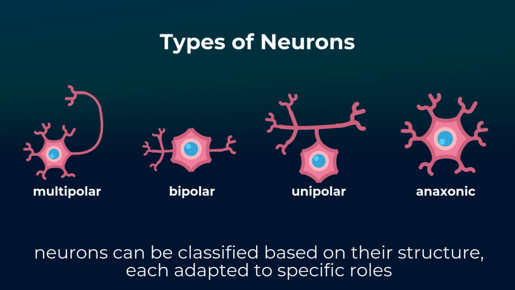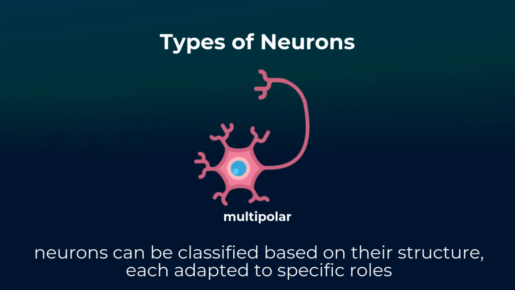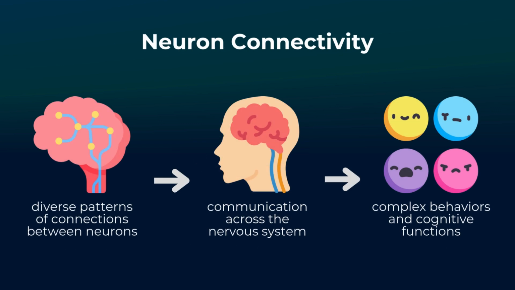Neurons can be classified based on their structure into multipolar, bipolar, unipolar, and anaxonic types, each adapted to specific roles from processing complex information to transmitting signals over long distances. FEAGI is primarily designed around the multipolar type morphology and enables the creation of diverse neuronal projections and connectivity patterns.